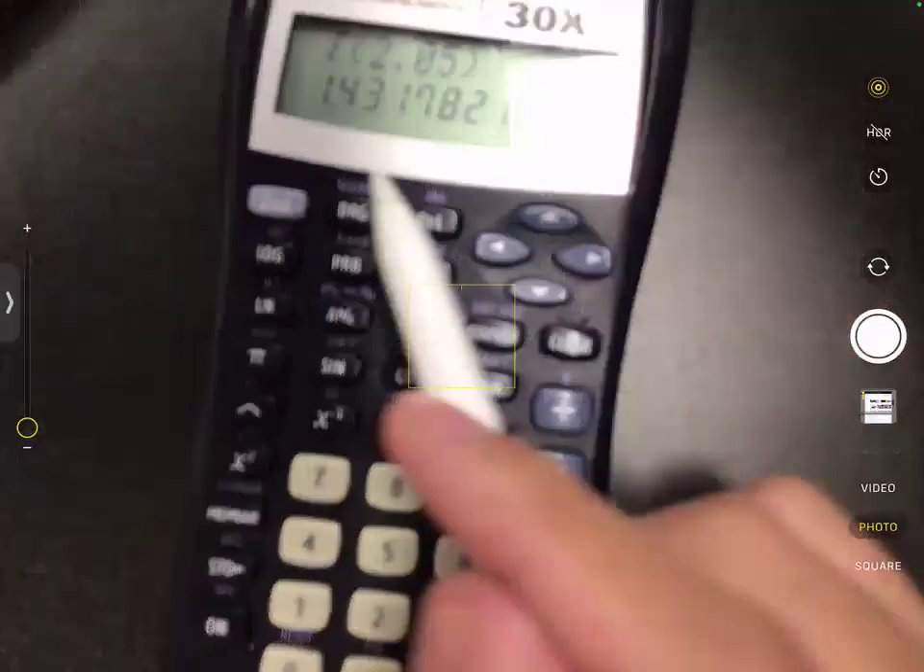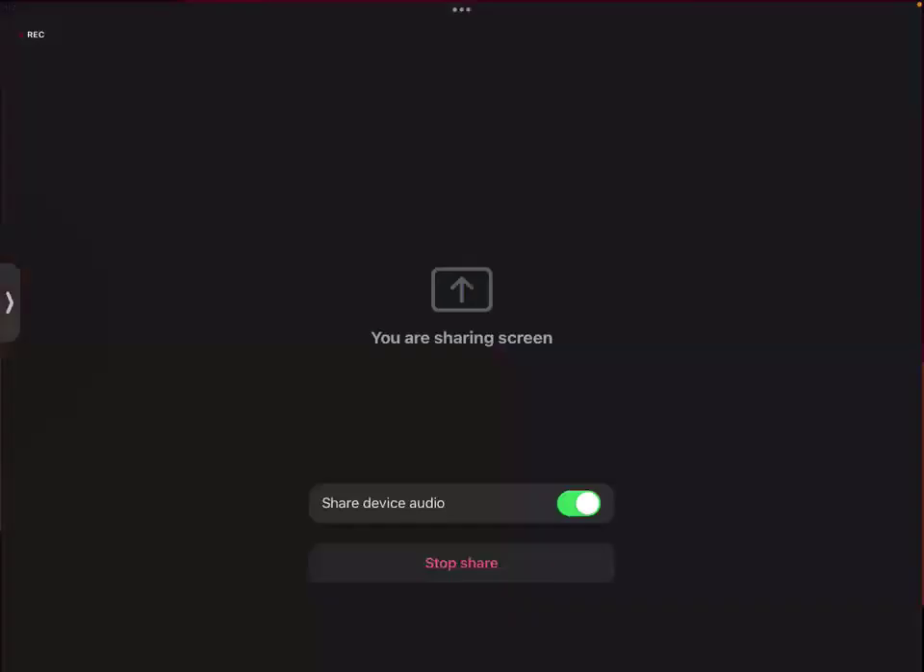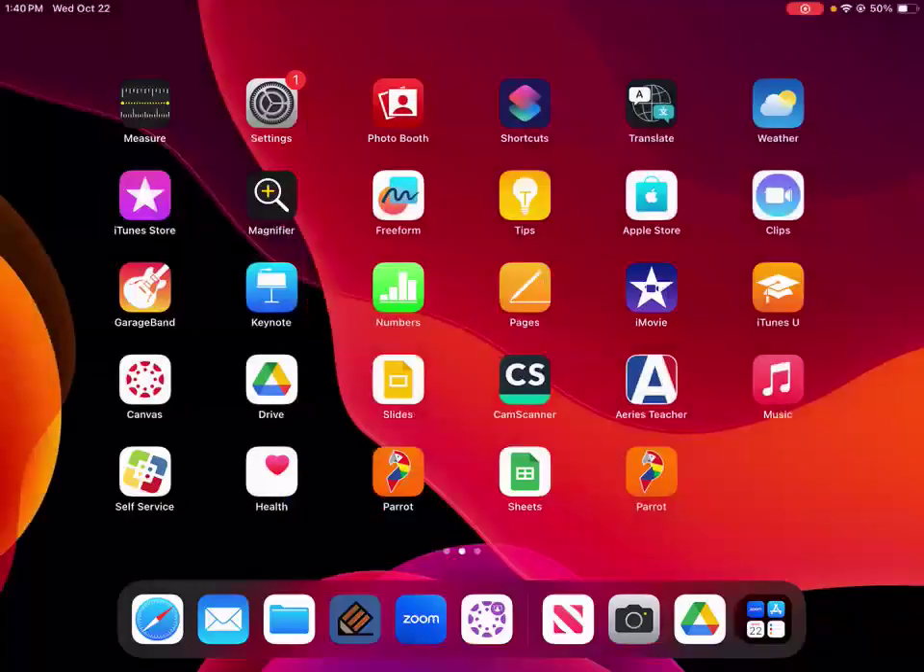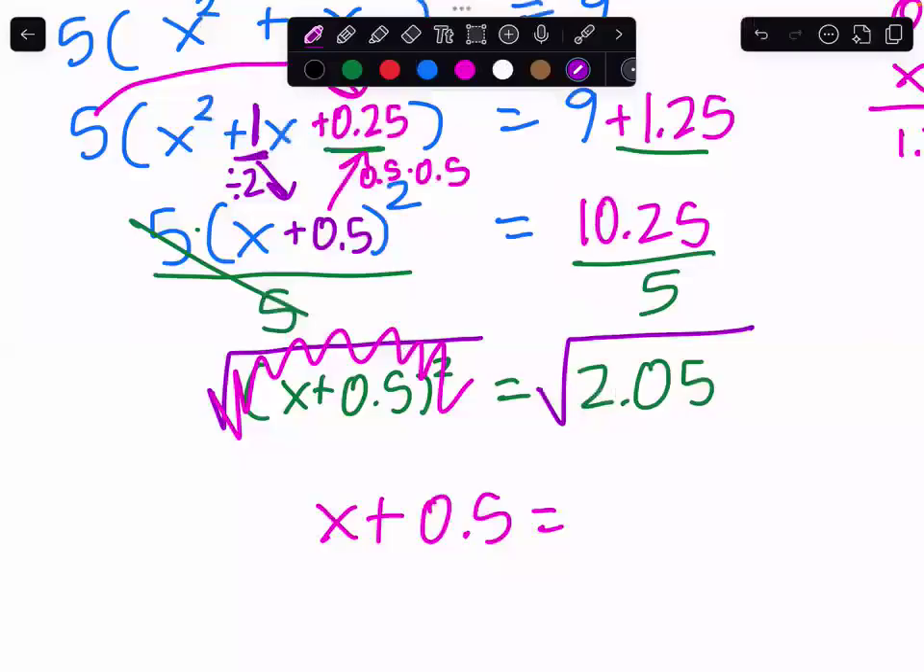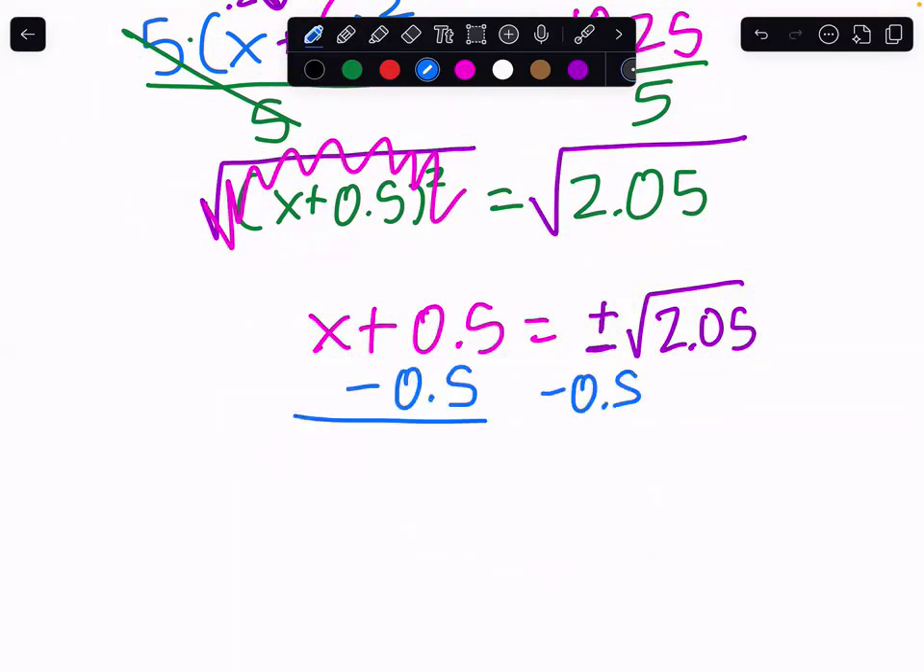So instead of using the new decimal, we're going to leave it inside the square root. Okay, so again, we're going to leave the right side as the square root of 2.05. But we do need to add the plus or minus, because even though we don't know the specific number, we do know that both the positive and negative versions would work. Okay, and then very last step, to get rid of the plus 0.5, you would subtract 0.5 from both sides of the equation.